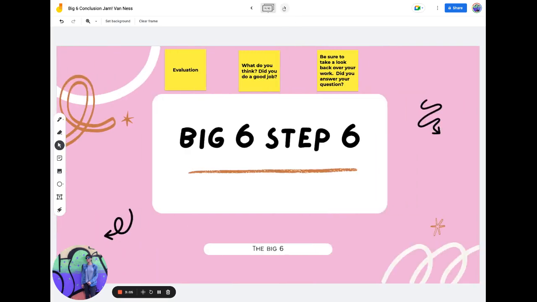And moving on to step 6, this is where you evaluate. So you're taking a look at your end product and the process that you took to get there. And what do you think? Did you do a good job? Instead of just saying, yeah, I'm awesome, I did a great job, everything's fine, make sure you take a look back over your work to see if you actually answered your question. And if not, that's okay. Just go back and start the steps again so that you can get that answer.